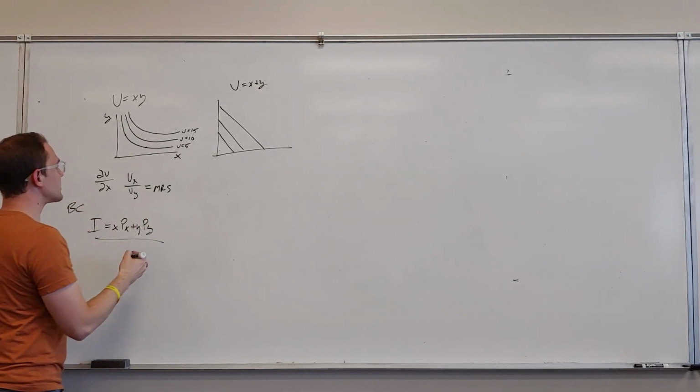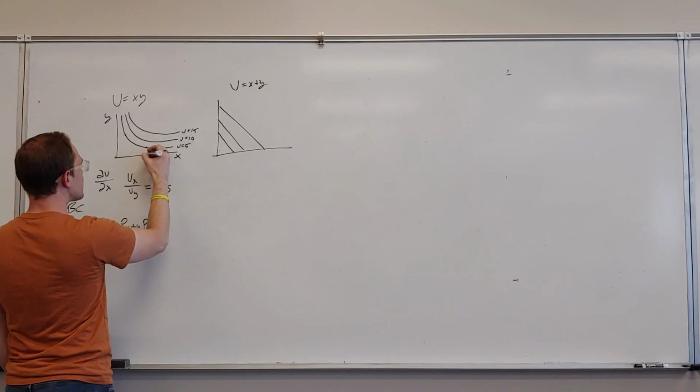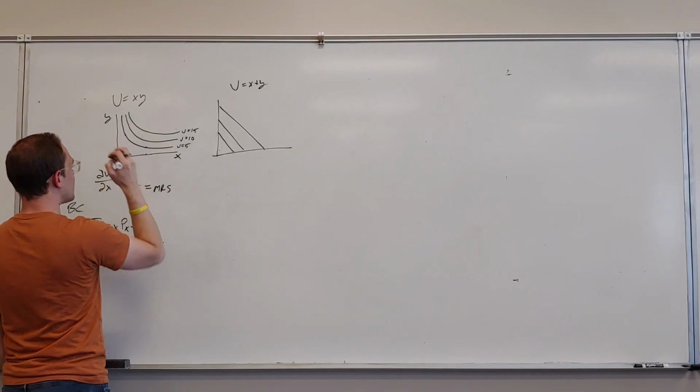We can actually graph your budget constraint here. Let's say you can buy this much x if you go all x, or this much y if you go all y.